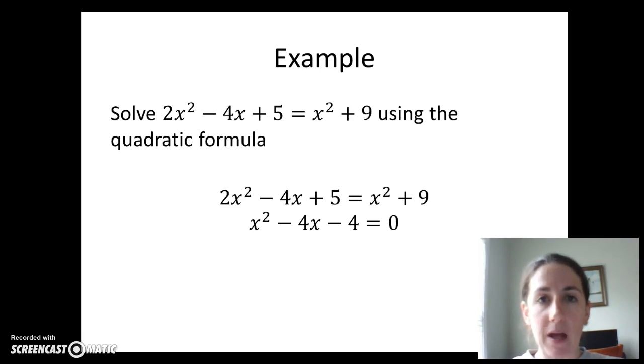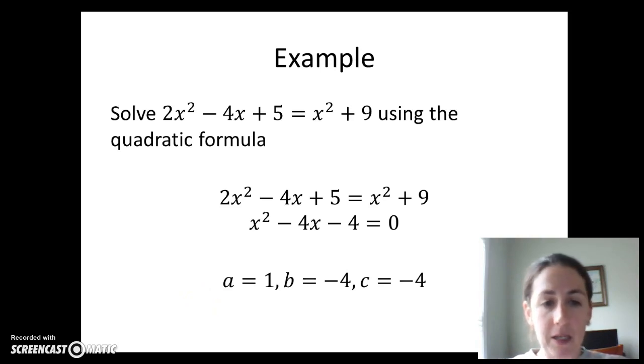Now, the best method of solving quadratics is to factor because it's generally the quickest. However, this function is not factorable, so we're going to have to use the quadratic formula. So we need to determine what a, b, and c are. A is the number in front of the x squared term, b is the number in front of the x, c is the number that doesn't have an x. So we get a is 1, b is negative 4, and c is negative 4.